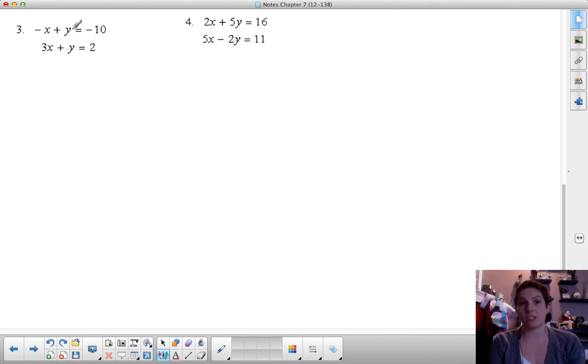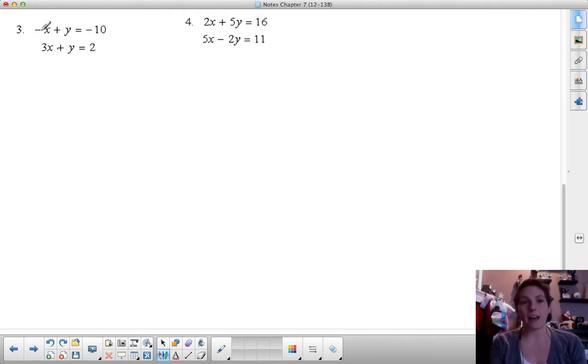So first thing we need to do is pick. Do you want to choose to eliminate x's or choose to eliminate y's? There's never a right answer or a wrong answer. It's about what you see to be the easier way to do this problem. So let's do number 3 by eliminating x's.